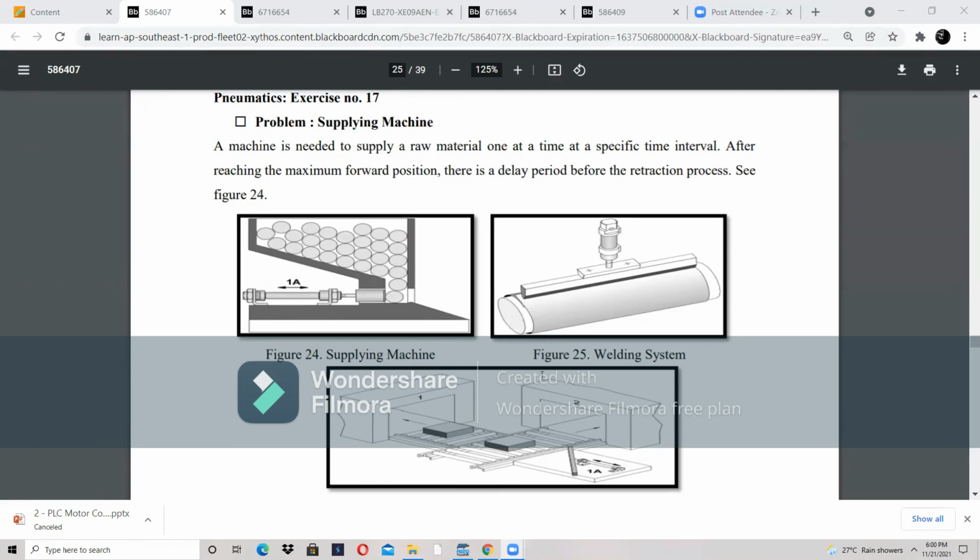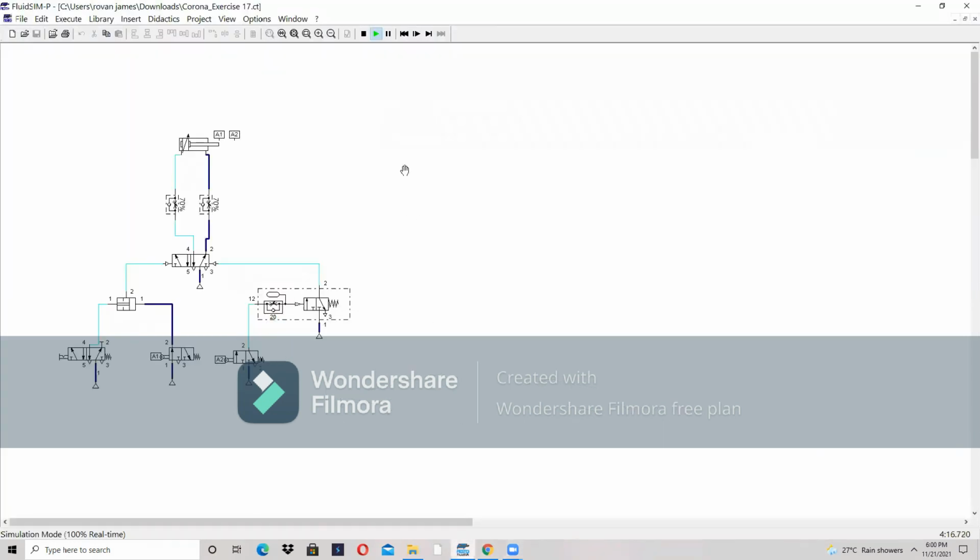So here is the sample schematic showing supplying material at a specific time interval. When it reaches the maximum forward position, there's a delay period that is put in place before the retraction process.